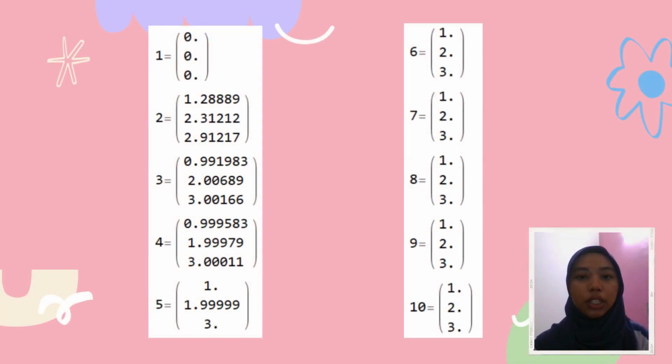Okay, for the last step, we do 10 iterations, and we start with the first iteration, where we will get the answer 0 0 0. Then we can look here that at the 6th iteration we start to get 1 2 3, and then until the 10th iteration we still get the same answer. So that means it shows that it converges.